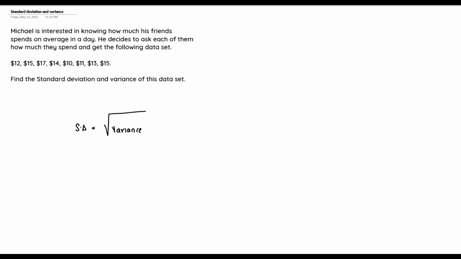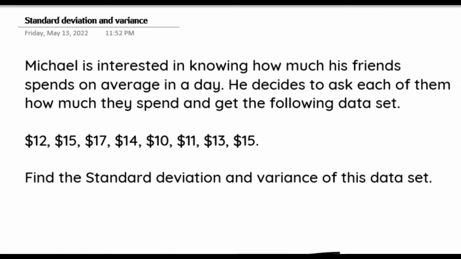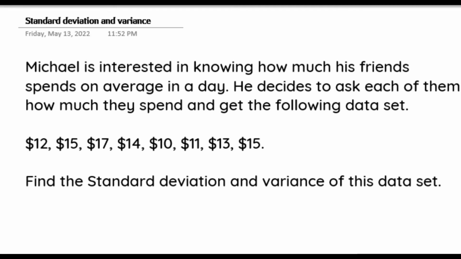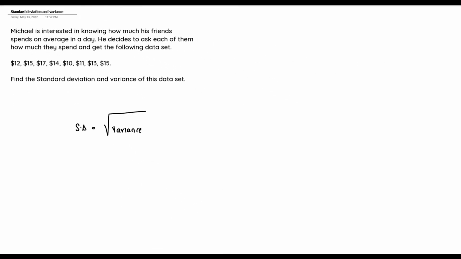So we have our question right here that says that Michael is interested in knowing how much his friends spend on average in a day. He decides to ask each of them how much they spend and gets the following data set. So we have $12, $15 down to $15. So the question says we should find the standard deviation and the variance of this data set. So the first step is for us to find the variance of this data set, and after having the variance, we are going to be taking the square root of our answer to get the standard deviation.